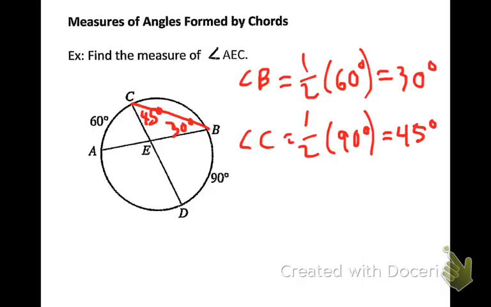So now, how can I find AEC? You could use the triangle sum theorem to find angle CEB, and then use linear pair to find CEA or AEC. Right, that's one way. He did that in two steps. How could we do that in one step? Yes? Now vertical angles. How about exterior angles? Right?